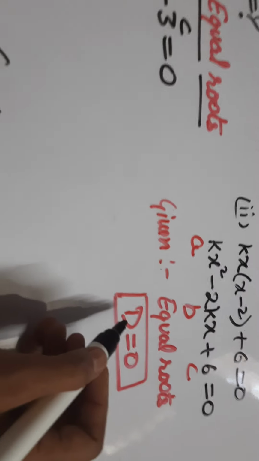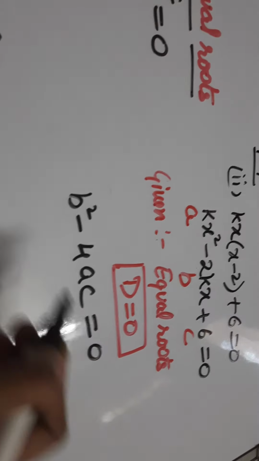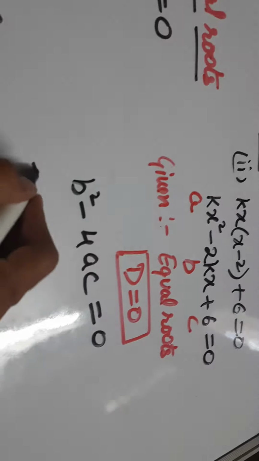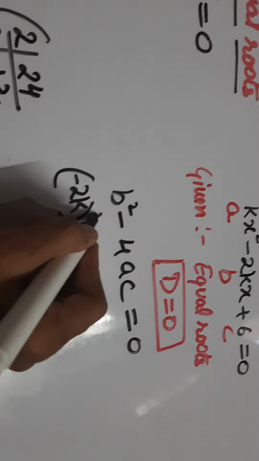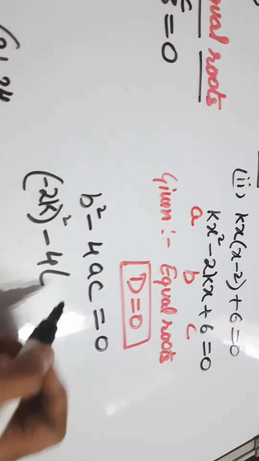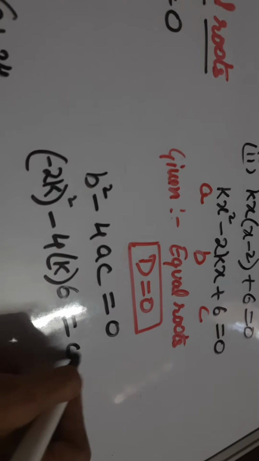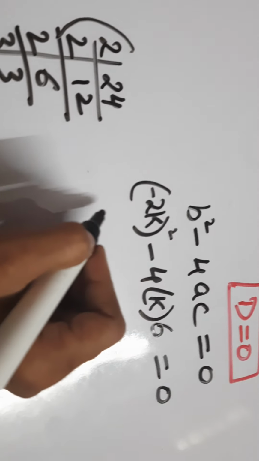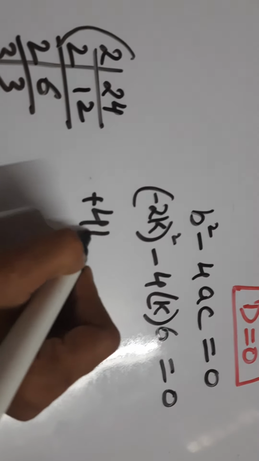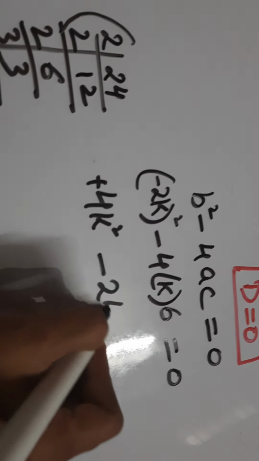So now let us use the formula. b square minus 4ac is equal to 0. What is b? It is the coefficient of x, that is minus 2k. Minus 2k whole square minus 4 into a, what is a? The coefficient of x square, that is k, into c, the constant term, is equal to 0. So minus square is positive, 2 square is 4, k square is k square, minus 4 times 6 is 24k, is equal to 0.